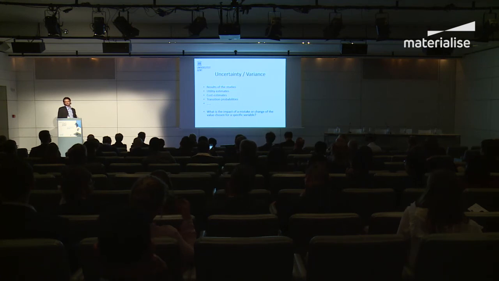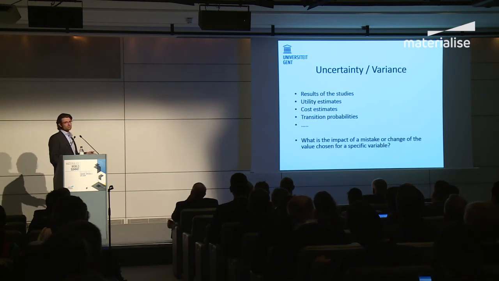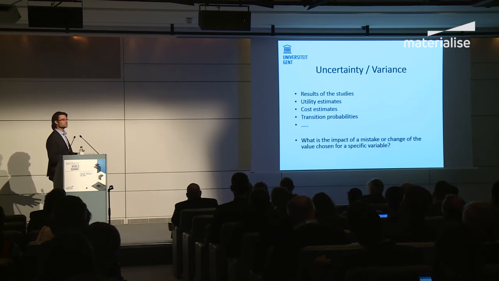So we are not certain about the results of every study and the compilation of the studies. We can have mistakes in the calculations of the utilities, which are not completely the same as what the actual state would be. And the same with costs. They can have a variation between the population. So we had to calculate what the impact of one of these mistakes is, or what the impact of a change in one of the chosen values is.